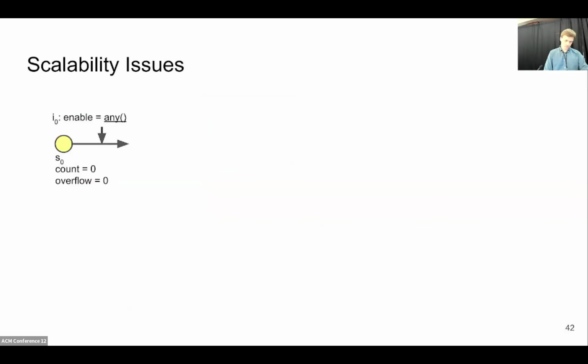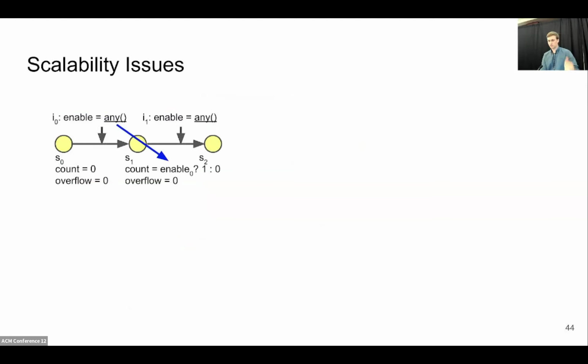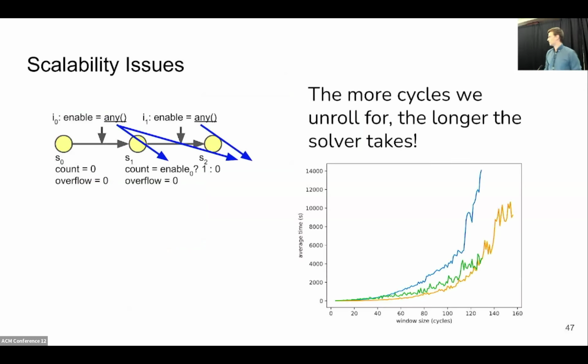Now we do have some scalability issues. That's always the problem. People are like, oh, you're doing formal, but then it won't scale to anything real. There's some truth to that, right? The problem is that as you unroll, you have more and more dependencies, and your formula grows in size. Here's a little benchmark with a bunch of the repairs that we're doing, asking how much we unroll and how long it takes to generate a repair. And it goes up exponentially, as we expect.